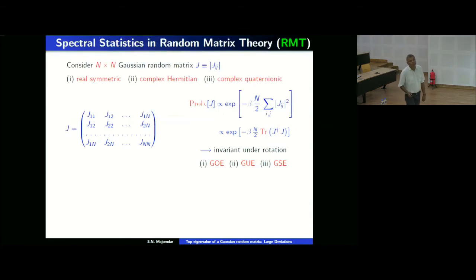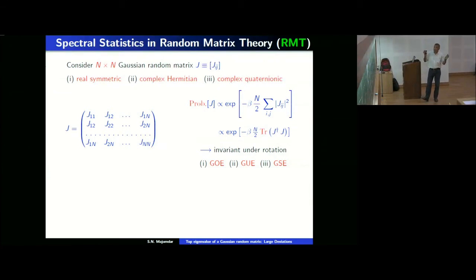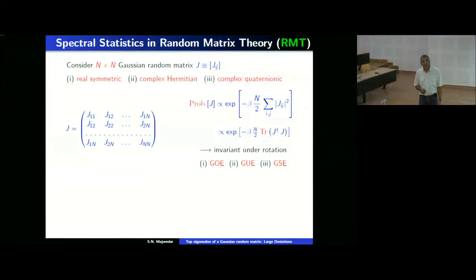Okay. So what we have is again an n by n matrix with random entries. And for the moment I'm interested in random matrices with real eigenvalues. So what are the matrices which can give you real eigenvalues? Of course, if it is a real symmetric matrix, we all know that all the eigenvalues are real. If it is a complex Hermitian matrix, like in quantum mechanics, then again you know that all the eigenvalues are real. And there is yet a third class, which is called the complex quaternionic, which also has real eigenvalues.